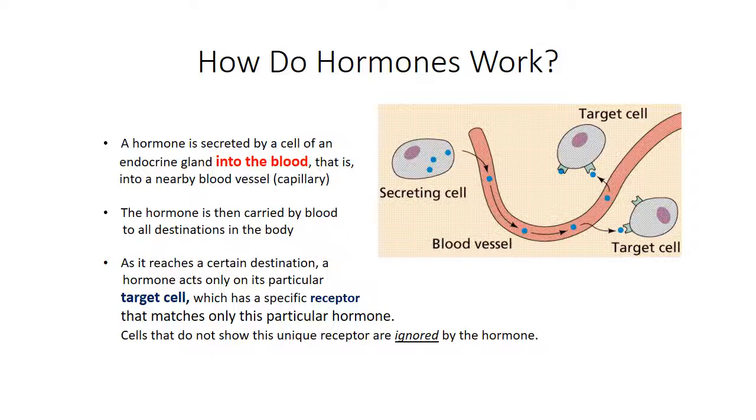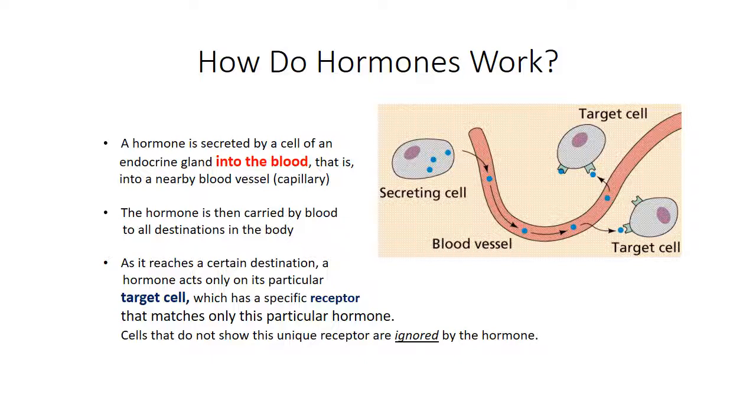For example, for thyroid stimulating hormone, the target cell is a cell in the thyroid gland. Or for parathyroid hormone, the target is a cell in tissues of bones. And it's maybe far from where the secreting cell is. And there are two things here.